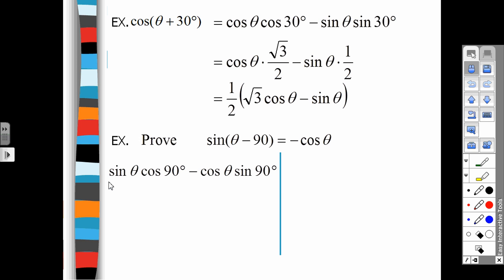Well, if you remember either from graphing or from the unit circle, the cosine of 90 is 0 and the sine of 90 is 1. So when I plug those in, this goes away, becomes 0, and this is just negative cosine theta. So we're done. Yay! All right, last example.